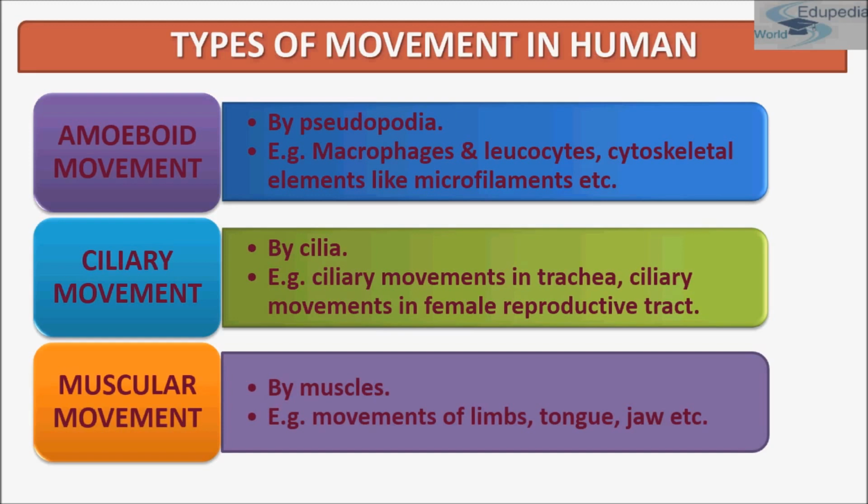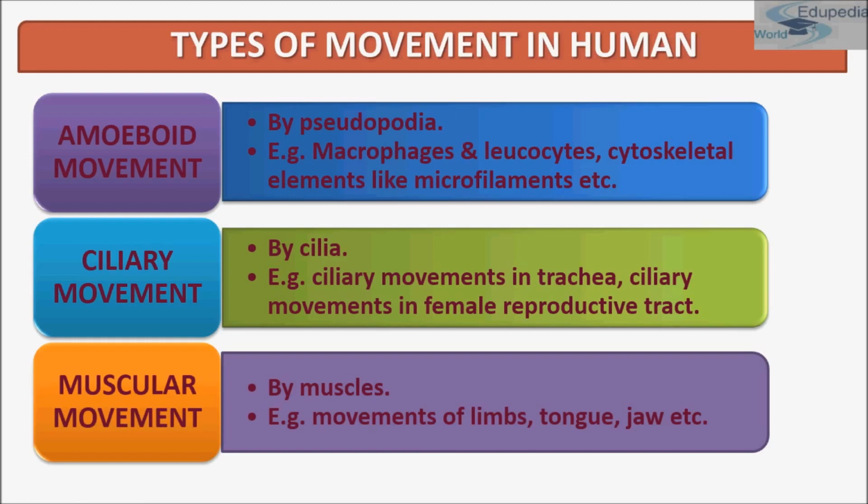And passage of egg through the female reproductive tract is also facilitated by the ciliary movement. Okay, so these are the examples: ciliary movements in trachea, ciliary movements in female reproductive tract. How ova moves in the reproductive tract of the females and how it is facilitated by the ciliary movement.